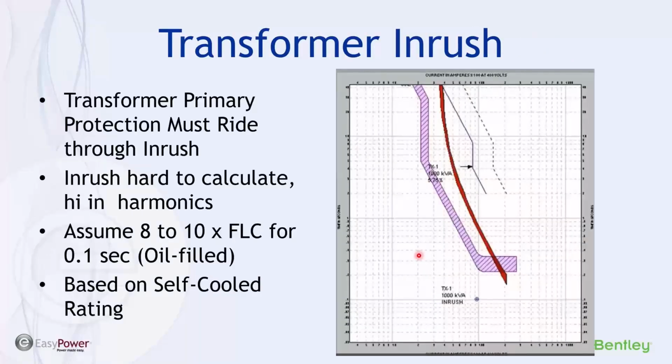And just one more quick rehash on the inrush, because there was a question there. Transformer protection must ride through the inrush. In other words, if I have primary protection for my transformer, it can't be allowed to be sensitive. You don't want it to be sensitive to the inrush plot, which generally is in the tenth of a second range.